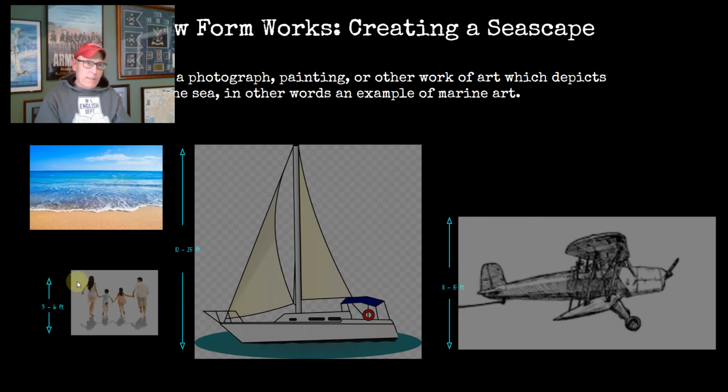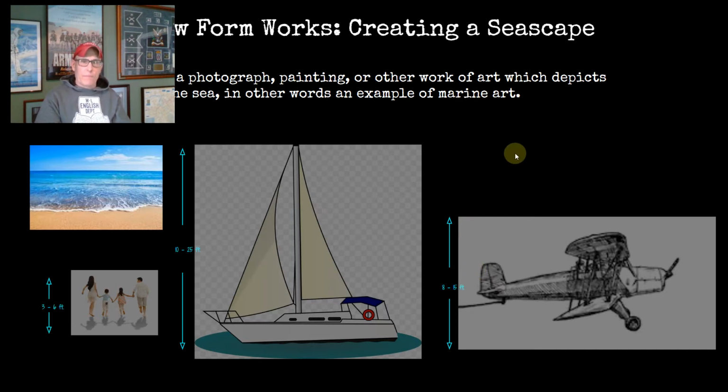The family, they're probably 3 to 6 feet tall, each one of them. The sailboat, anywhere from 10 to 25 feet tall. And then the aircraft would be 8 to 15 feet tall from the bottom of its landing gear to the top of its upper wing. So those are the dimensions.